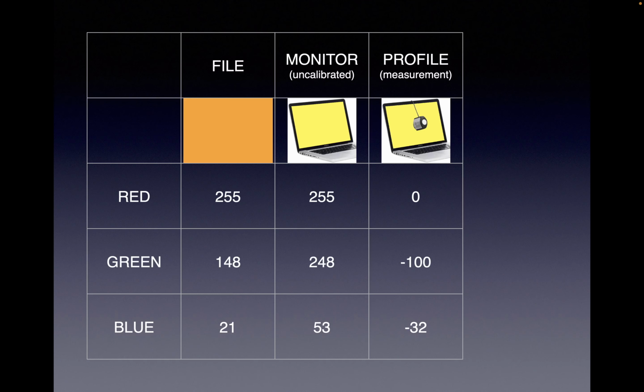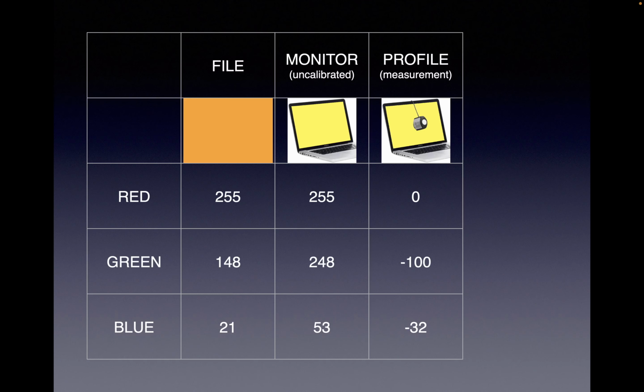But then it looks at the green, it's measuring this, and it says the file's saying I want 148 green. But my screen is giving me 248 green. Well, that's a huge mismatch. But the measurement here says, okay, I understand that. When this file comes up, we need to subtract 100 green from this.